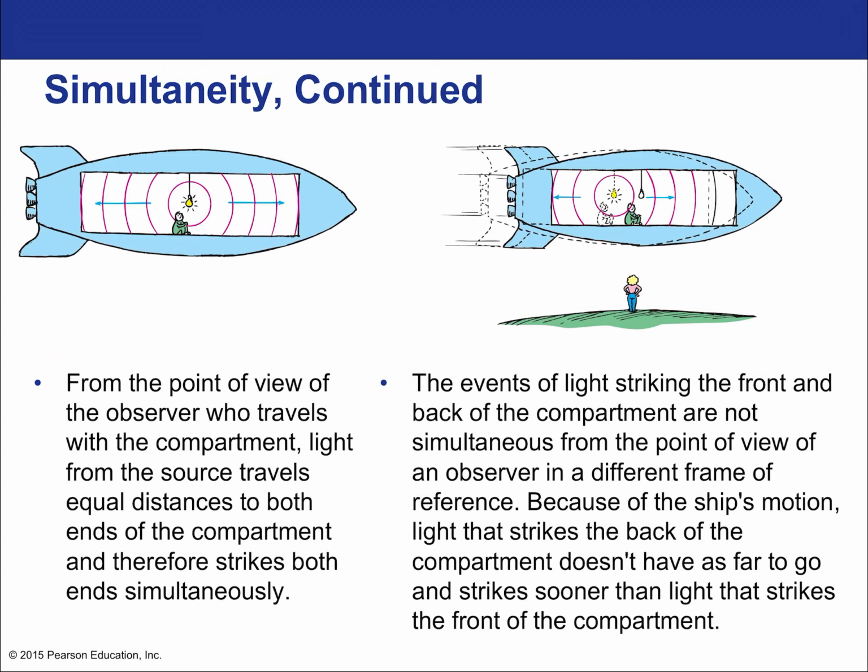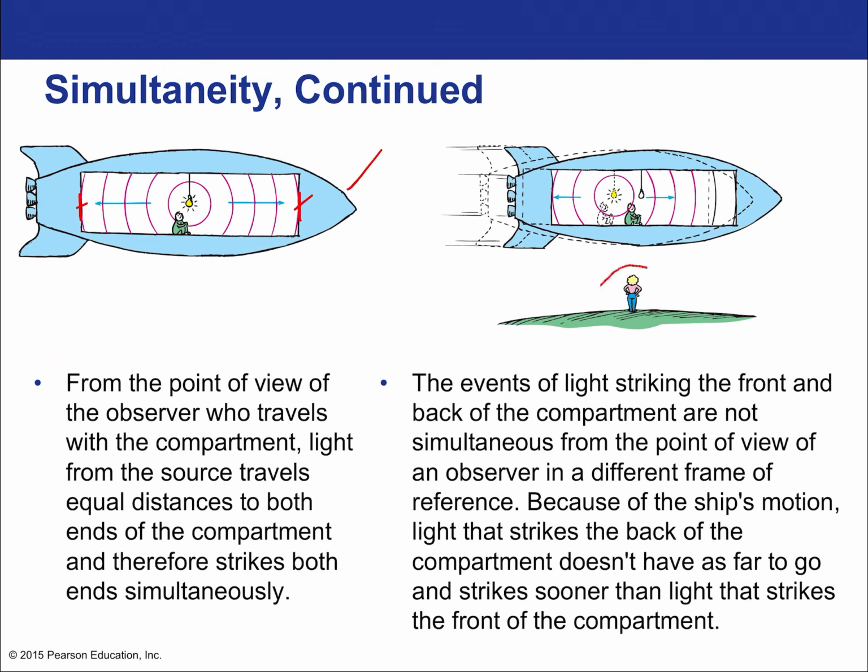So from the point of view of an observer who's traveling within a compartment and moving very fast, because in all these cases we have to be moving fast enough that we're some large fraction of the speed of light so that the effects would be noticeable, okay? Light from the source travels equal distance to both ends of the compartment and therefore strikes both ends simultaneously, okay? So the two events are the simultaneous striking of the light on either sides of the compartment.